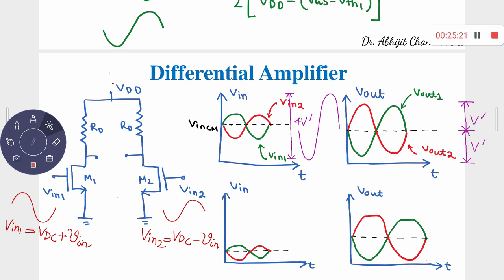Suppose I am considering a gain of, say, 10, for example. If the input signal variation is, say, 100 millivolt, a gain of 10 means this difference is how much? This is 1 volt. 100 millivolt is your input fluctuation, and the gain is 10, so obviously this should be 1 volt. Now suppose VNCM is placed over there. Let's assume that VDD is, say, 3 volt, and it's placed at, say, 1.5 volt.